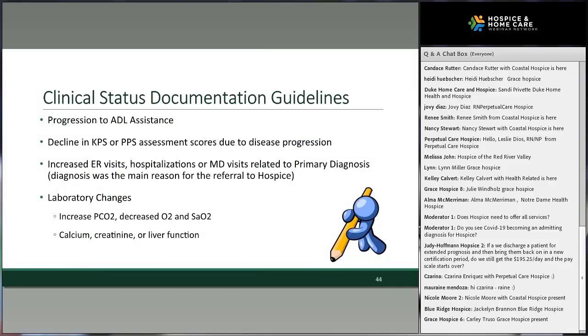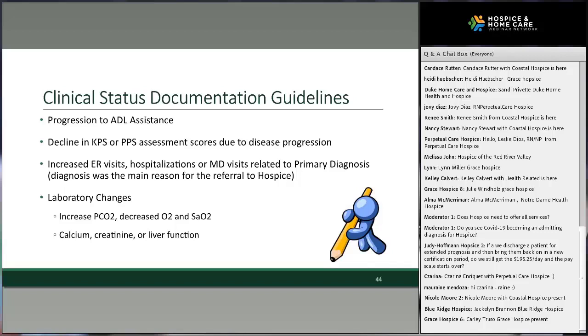When you want to document, you need to document, was there progression on to ADL assistance? Now, I keep repeating that for a reason. That is actually critically important to know, the ADL progression and if they are needing assistance. Believe it or not, that is a biggie for keeping them in hospice. Any of their assessment scales, was there a decline? We've talked about the ER visits, MD visits.